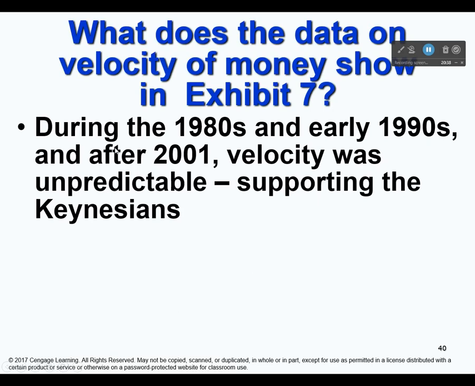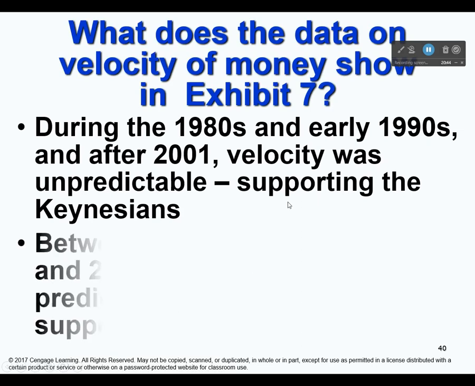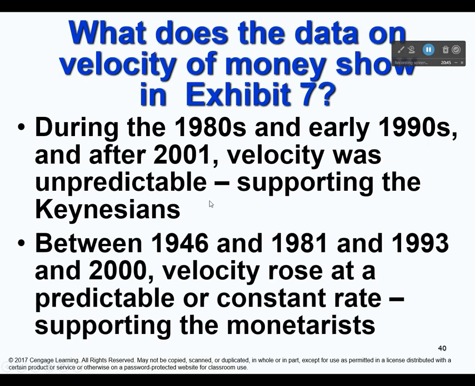Comparisons during the 80s and early 90s and after 2001, velocity was unpredictable, supporting the Keynesians. Between 1946 and 1981 and 1993 and 2000, velocity rose at a predictable or constant rate, supporting the monetarists. And there are other problems that go along with this.